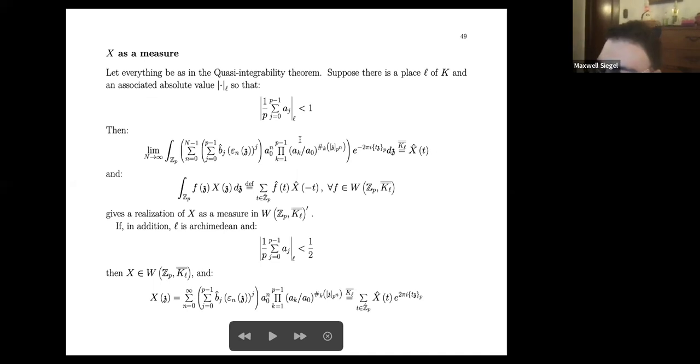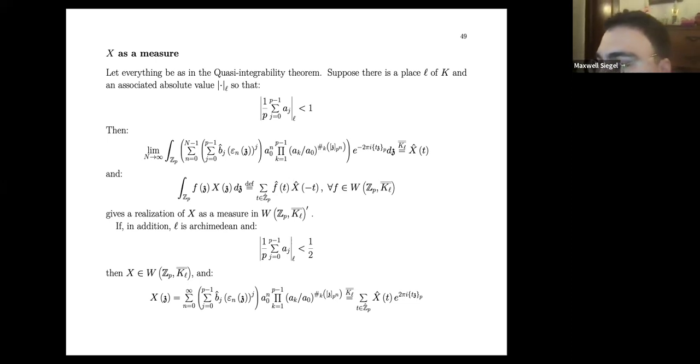Let everything be as in the quasi-integrability theorem, and suppose there is a place L of K with an associated absolute value such that the breakdown polynomial has an ell-adic absolute value less than 1. Then the following limit converges ell-adically, and the Parseval-Plancherel construction gives a realization of X as a measure on the p-ell-adic Wiener algebra. If in addition L is Archimedean and the average of the AJs has ell-adic absolute value less than 1/2, then both the foliated F series for X and its Fourier series representation are absolutely convergent in the KL double bar norm and therefore define an element of the p-ell-adic Wiener algebra.